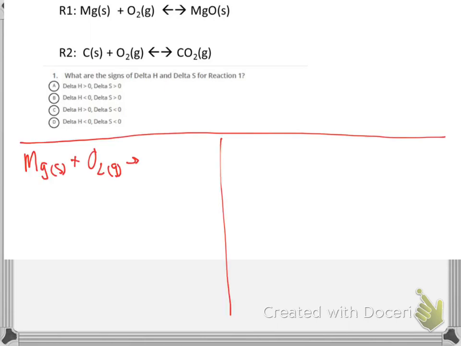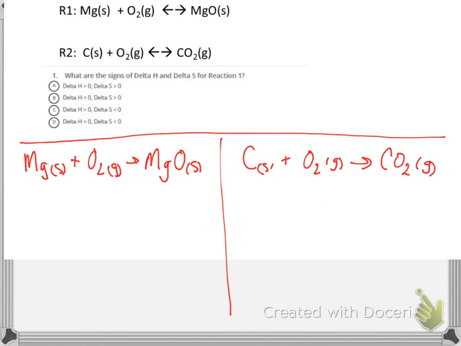We have two chemical reactions, magnesium reacting with oxygen to make magnesium oxide. Then we have carbon reacting with oxygen gas to make CO2, which has a gaseous product.